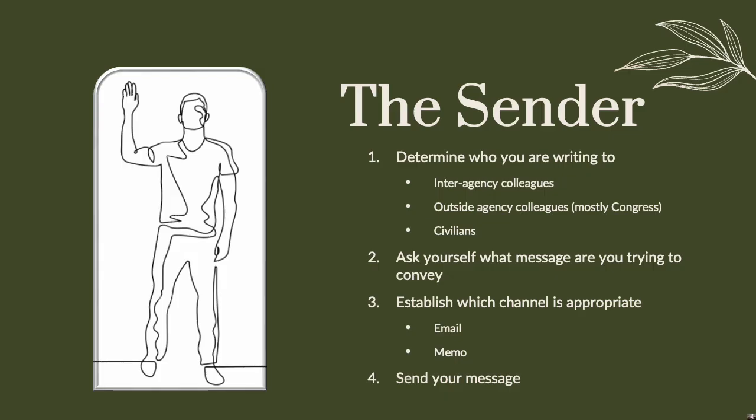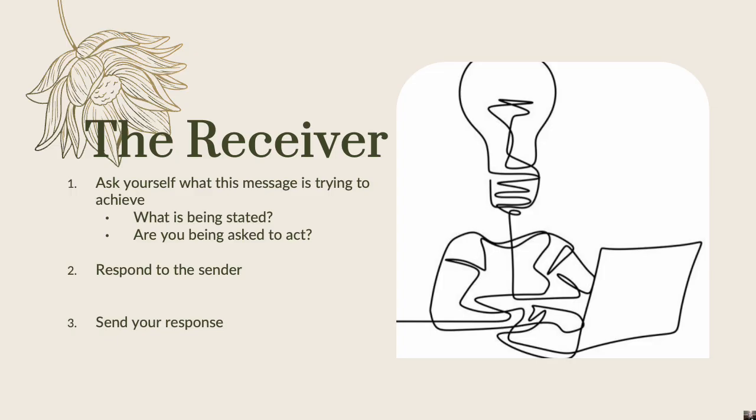It keeps track of everything you say so it can be referred back to later. It also keeps an accurate record of what you said if someone tries to change your message later. Now that you have determined who you are writing to, what you are telling them, and how you are communicating with them, you can compose your message and send it to the receiver.